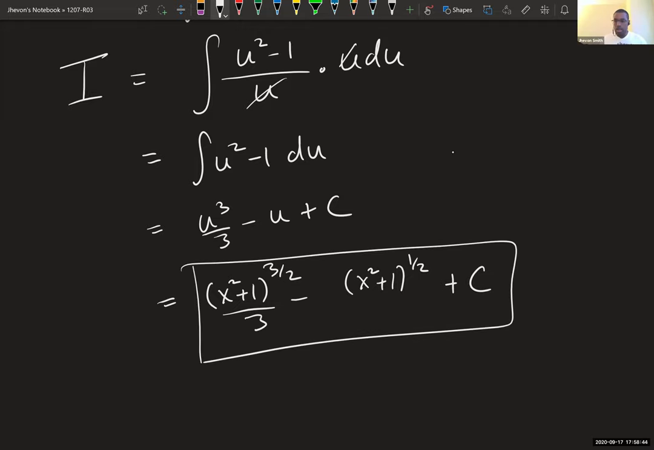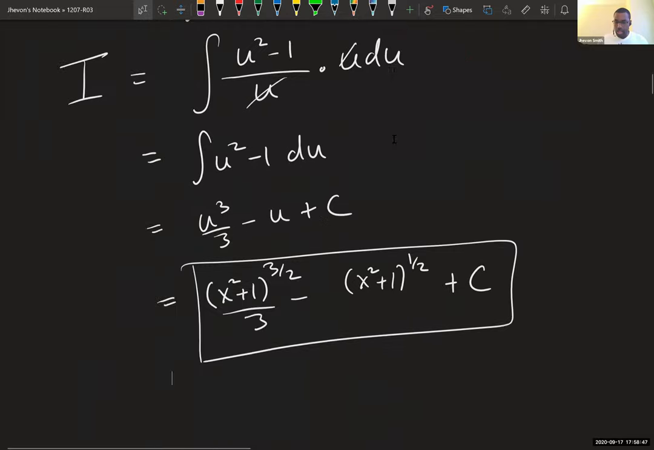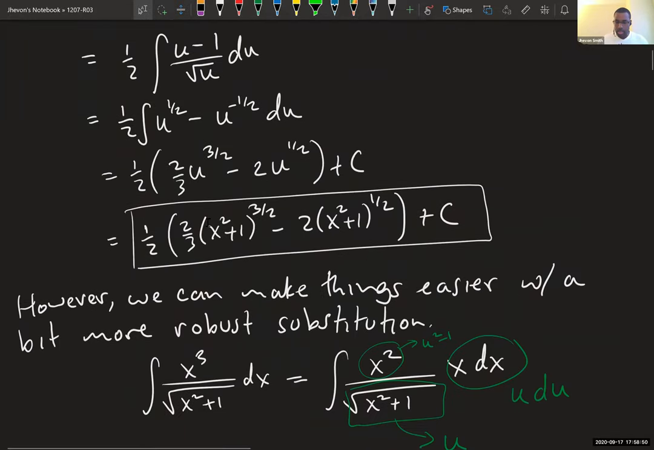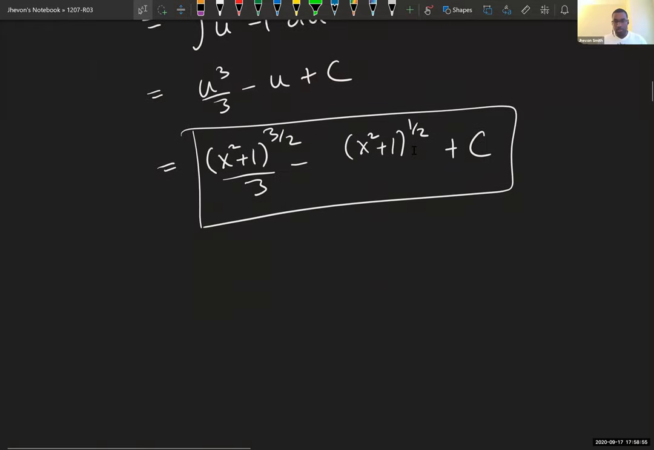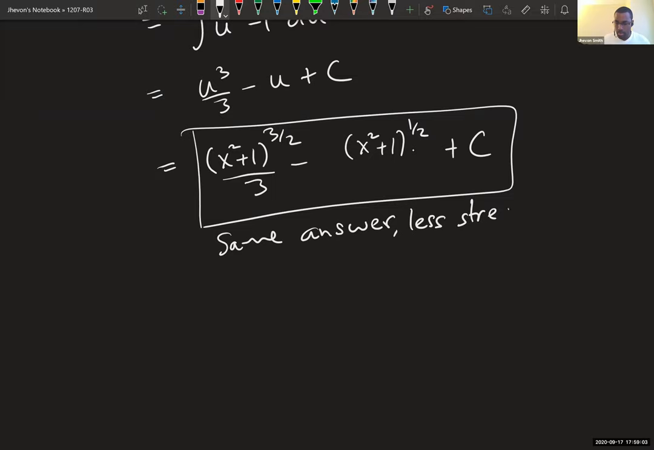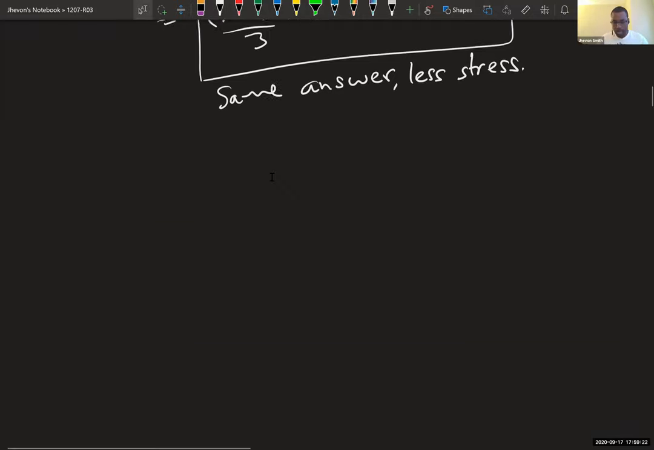And we have that. So we can actually get to the answer a lot easier, a lot quicker. You'll notice that this is the same answer, right? If I took the 1/2 and multiplied out, I would get the same thing. Same answer. Less stress. Right? So substitution is a very powerful technique, but what I want to motivate to you right now is that tweaking the kind of substitution you do can actually make your life easier. So just going with a plain vanilla u substitution isn't always the best approach.